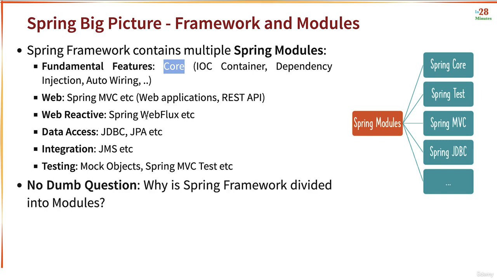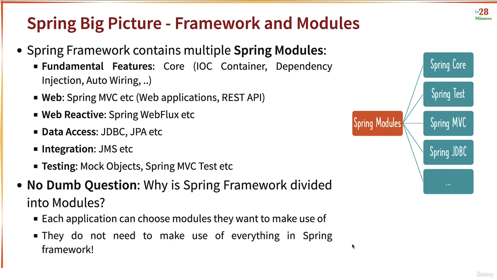Now, the question is, why is Spring Framework divided into modules? One of the most important reasons Spring Framework is popular is because it offers you flexibility. Different applications have different needs, and different applications want to make use of different modules. Let's say I'm building a web application which talks to a database. I can make use of Spring MVC, Spring JDBC, and Spring Core. I don't need to worry about the rest of the modules. An application does not need to make use of everything that is present in the Spring Framework. They can pick and choose what they want to use.